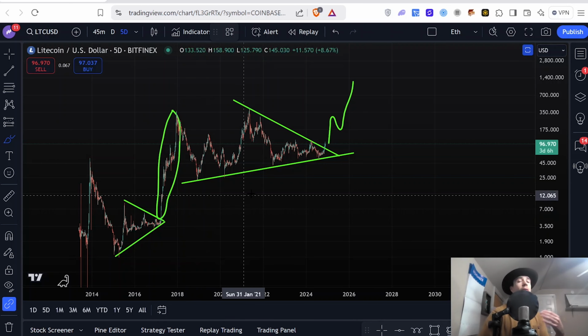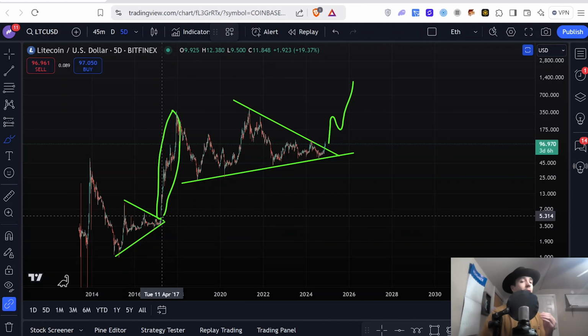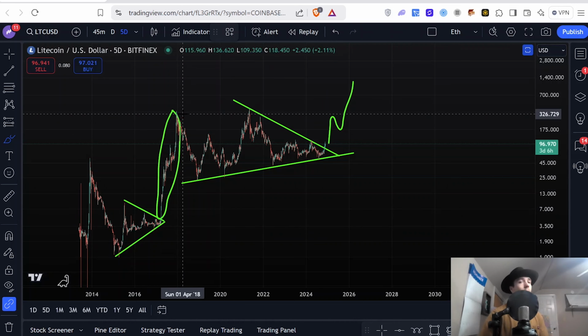We break out of these triangles, and then the price of altcoins starts rising faster than the price of Bitcoin, and we get these big vertical moves, like what happened in 2017, which was the biggest example of this. And I think we will get that again with crypto.